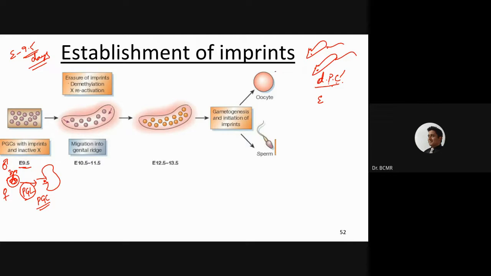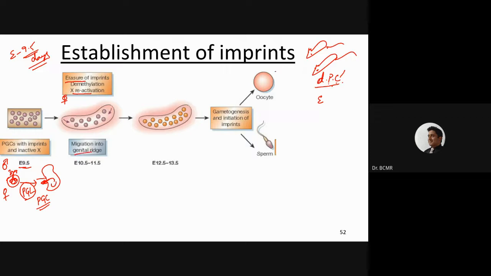What happens is all the imprints are erased. That is, demethylation will occur. And if this is a female, because one of the X chromosomes is inactivated, that X chromosome is also reactivated. Okay. And the PGCs occur somewhere here, and they slowly travel in the extraembryonic tissue, somewhere outside the embryo. They form, and they slowly move into the newly forming gonads.